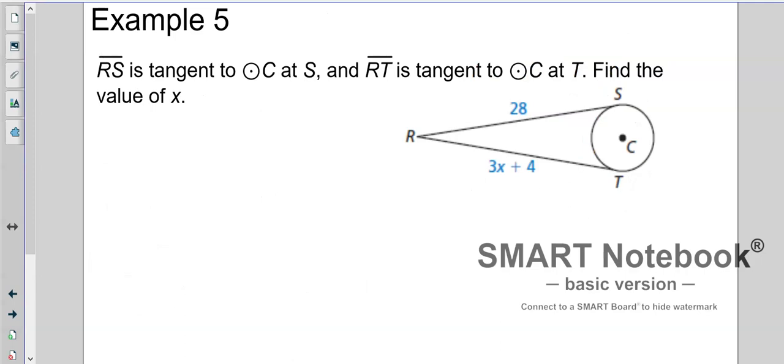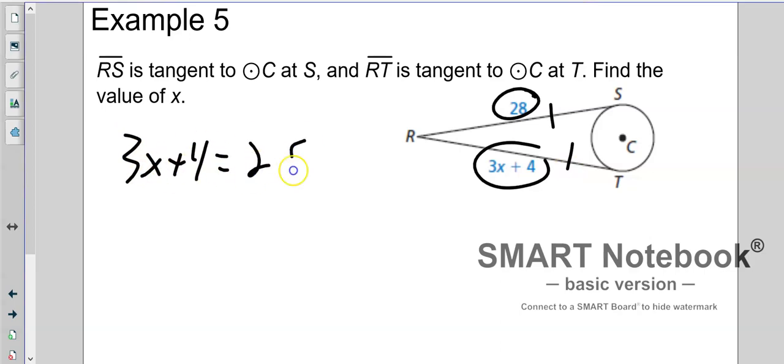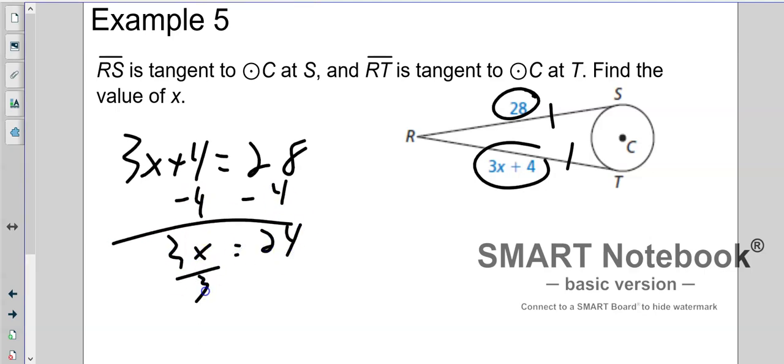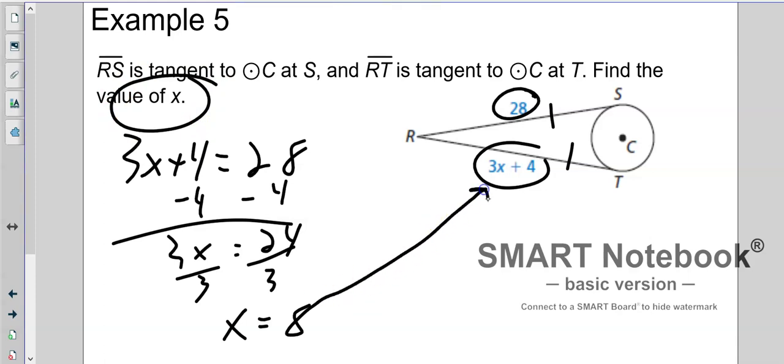All right, last example. RS is a tangent. Okay, well, if it's tangent, that means this is equal to this. So I simply just set up 3x plus 4 equals 28. So I'm going to minus 4 from both sides. 3x equals 24. Divide by 3, and x equals 8. And that's all it wanted me to find was x. Now I can plug that in and check. 8 times 3 is 24, plus 4 is 28. I'm good to go. And that's it.